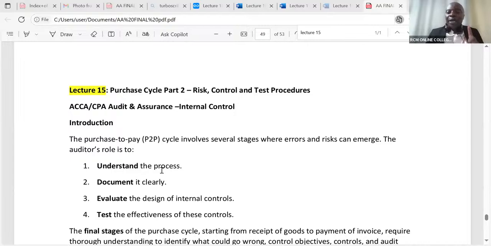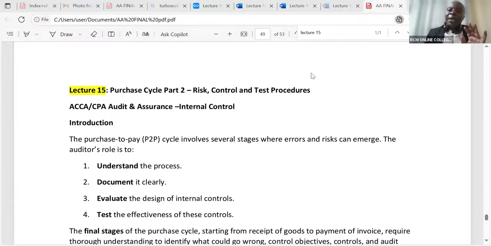Was the design of those controls okay? And then, of course, we shall be able to test and see whether for sure they're effectively helping this organization to meet its objectives. So, ladies and gentlemen, please remember that the auditor's role as pertains internal control systems is to understand the whole process, the whole controls. We have to document this. Then we evaluate the design of internal controls. Then we test the effectiveness of these controls.